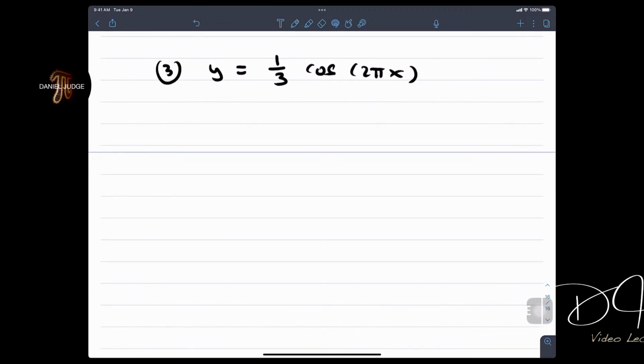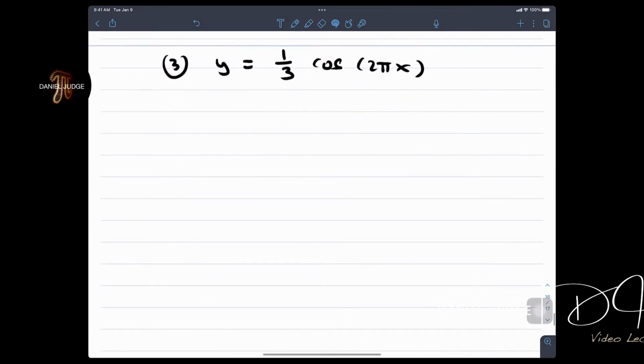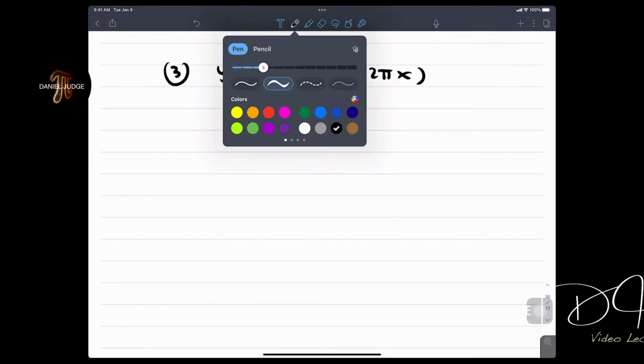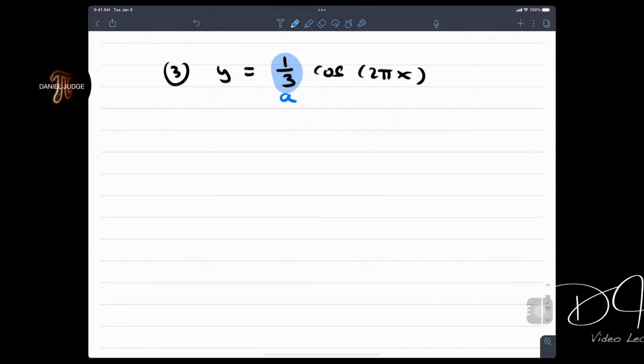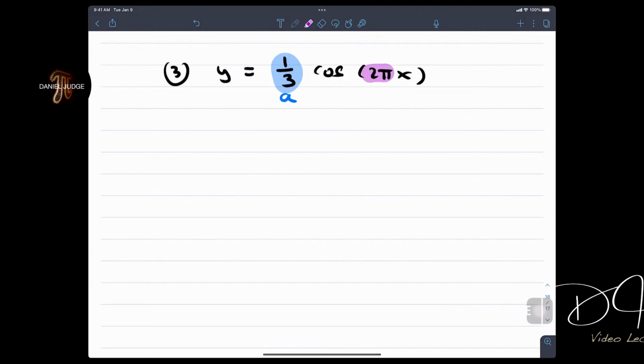We're going to complete this process yet again. So remember what we do here. This is the a value. And then this is the k value.